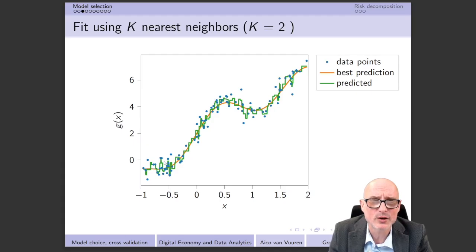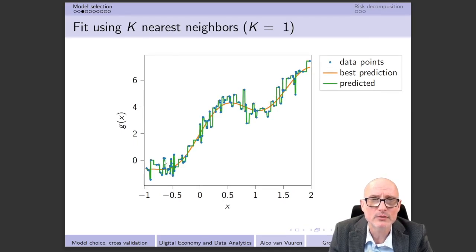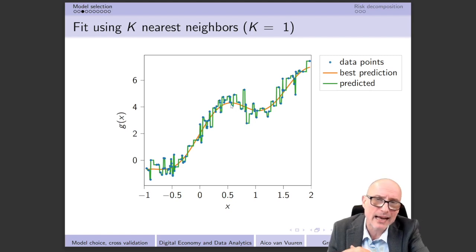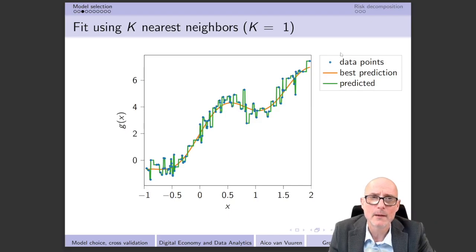And then finally, we can also ask ourselves the question: what is going to happen if k becomes equal to 1? Well, then we get a very special case, because all the predictions are going to go through the observed points that we have over here. But the curve becomes extremely erratic, and in addition, generally it's actually quite far off from the best prediction, even though it does follow more or less this best prediction.